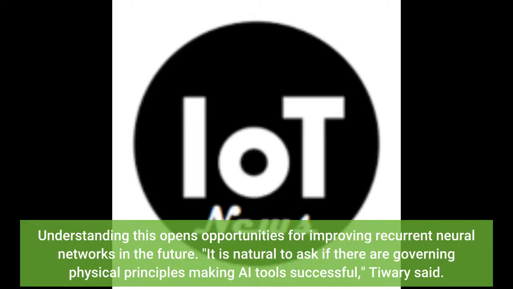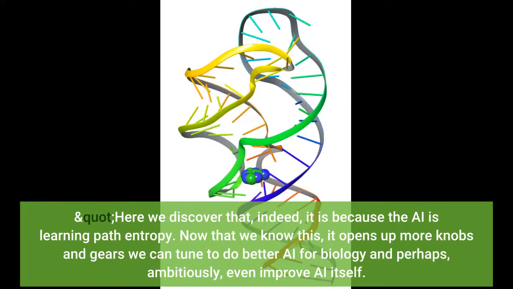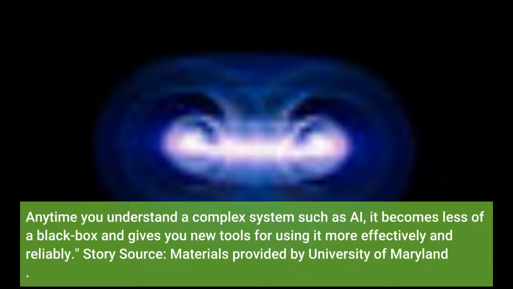"It is natural to ask if there are governing physical principles making AI tools successful," Tiwary said. "Here we discover that, indeed, it is because the AI is learning path entropy. Now that we know this, it opens up more knobs and gears we can tune to do better AI for biology and perhaps, ambitiously, even improve AI itself. Anytime you understand a complex system such as AI, it becomes less of a black box and gives you new tools for using it more effectively and reliably."